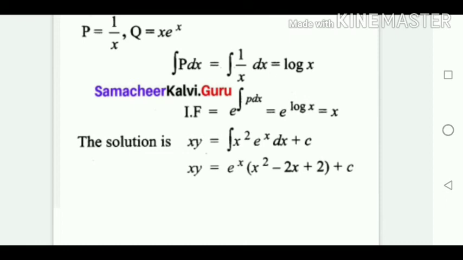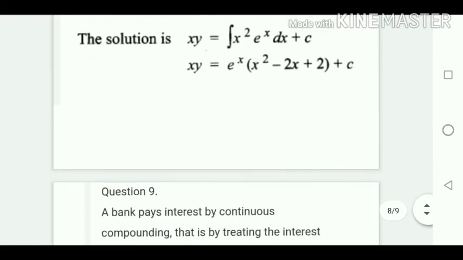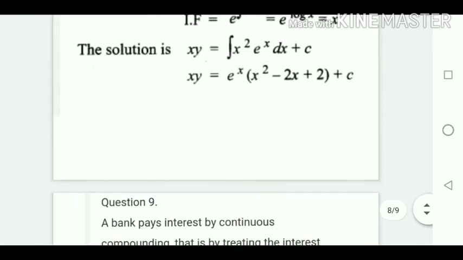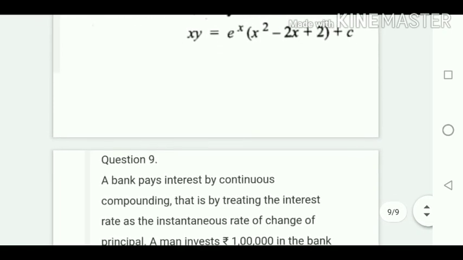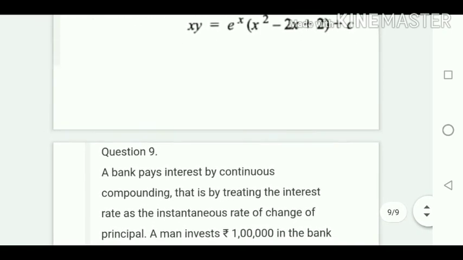So take the e power x as common. After integration, that is integration by parts, we are getting e power x into x square minus 2x plus 2 plus c. This is the solution. The solution is xy equal to e power x into x square minus 2x plus 2 plus c.